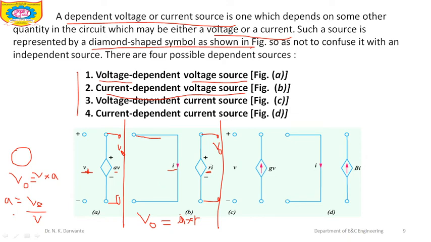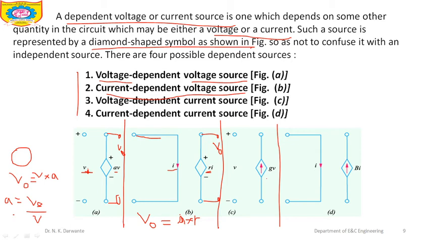Therefore here along with this diamond shape symbol we have to write ri. ri will decide what will be the output voltage. This is the transfer resistance and I is the input current. Such a type of voltage source is called a current dependent voltage source. Then the third type of source is the voltage dependent current source.